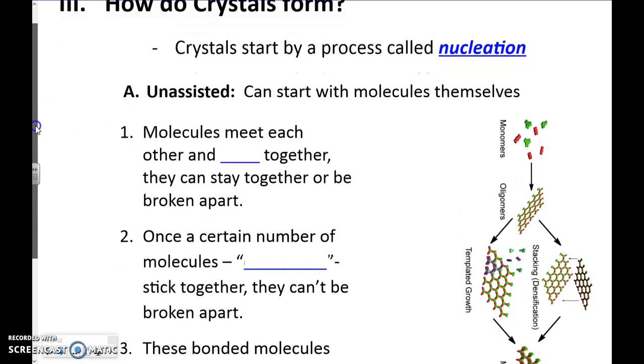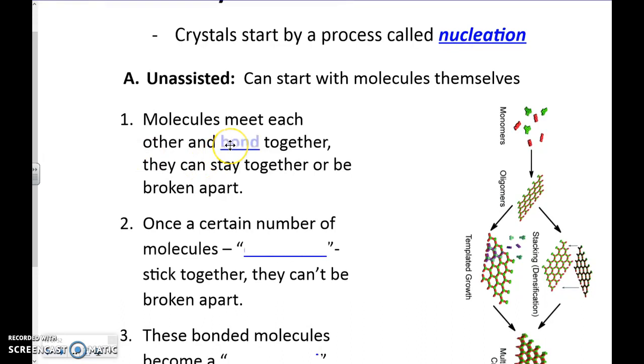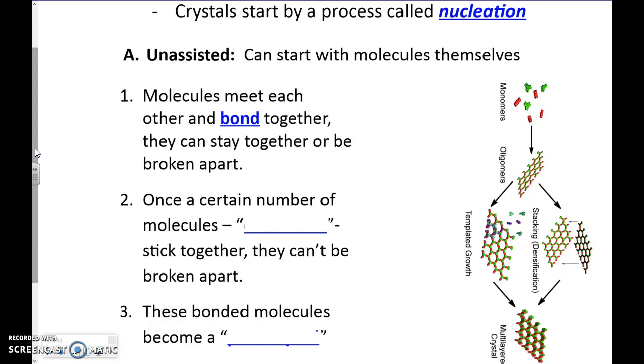So first step, molecules meet each other and they bond together. Okay, they just happen to bump into each other. They can stay together, they can break apart. Eventually, though, there's going to be enough of them, a certain number of molecules, their critical size, they stick together and they can't be broken apart. So three molecules happen to bump into each other, a fourth one comes along, and before they can break up, a fifth one, and now they're big enough that they're too tight, they can't get away from each other. So that's their critical size.